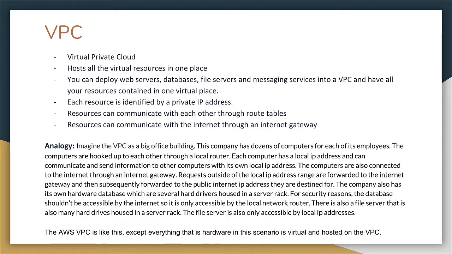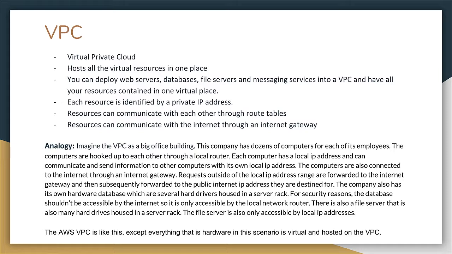So in this section, we'll go over the VPC and I'll give you a short analogy of what it is. VPC stands for Virtual Private Cloud. It's basically like a private part of AWS. So it's essentially your own cloud computing infrastructure where you can deploy resources, such as EC2, which is a virtual computer, databases, file servers, and things along those lines.